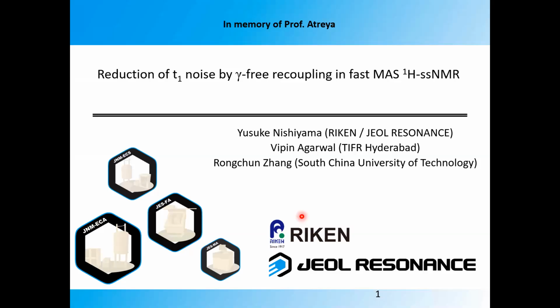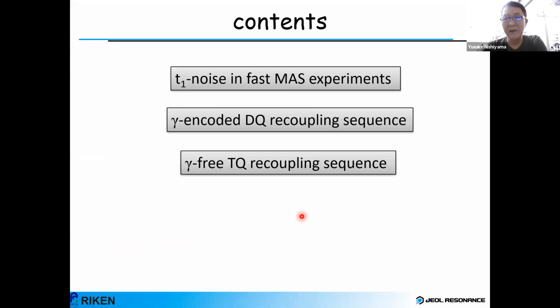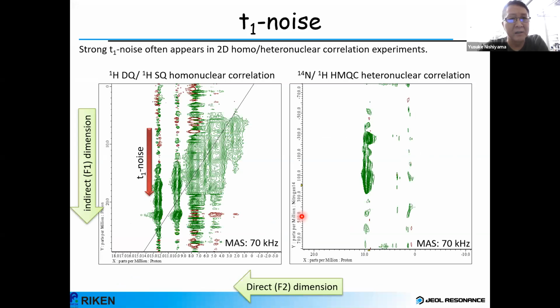Double quantum, single quantum homonuclear correlation experiment in fast MAS proton NMR. When we measure the proton double quantum, single quantum correlation experiment, we can obtain very nice internuclear correlation peaks, as well as intense T1 noise along the indirect dimension. This hampers us from observing the very small minor peaks in this experiment.